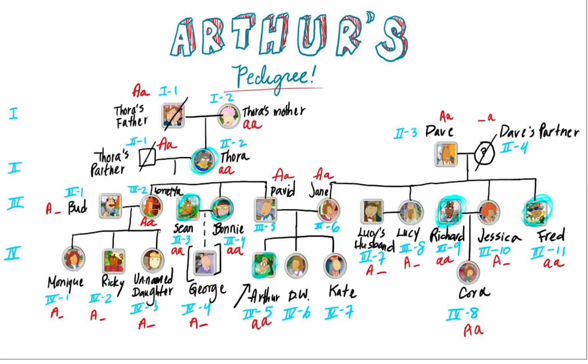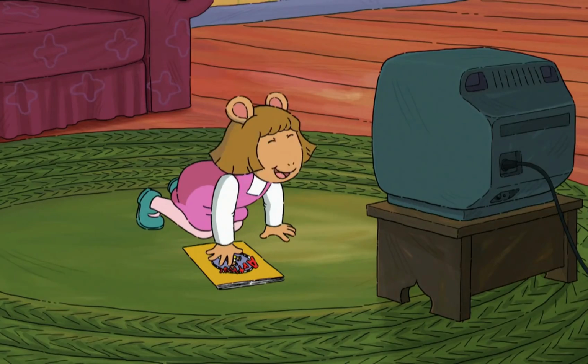Finally, we arrive at DW and Kate. They are daughters of two heterozygous parents, so assuming that they'll have normal vision, they could be homozygous dominant or heterozygous. So maybe we can mark them as capital A underscore. However, there's a possibility that DW and Kate might need glasses in the future. I guess we'll have to see. DW!